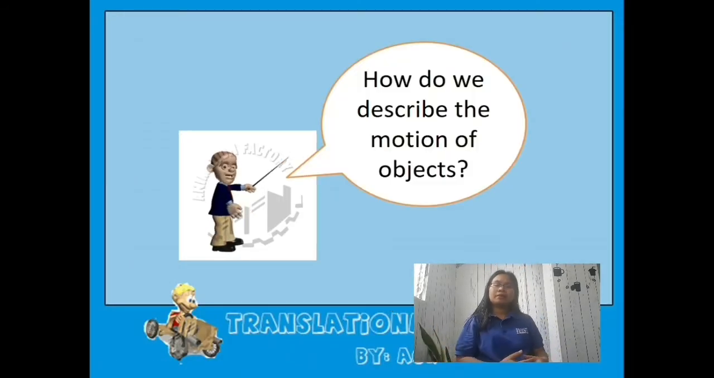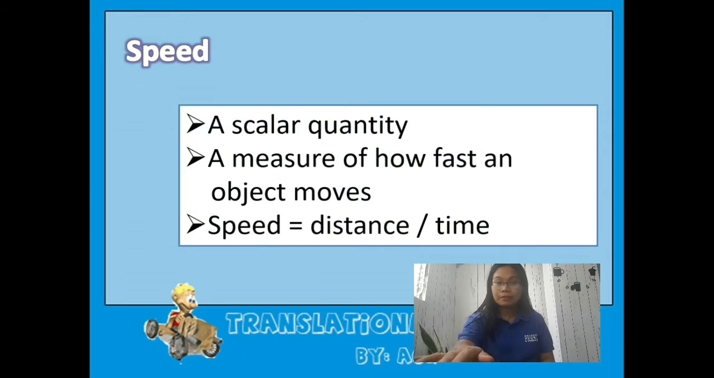Now, how do we describe the motion of objects? There are different ways to describe the motion of an object. What are those? We can use speed, we can use acceleration, we can also use velocity. Now let's talk about speed. Speed is a scalar quantity, so it only has magnitude, it has no direction. It is also considered to be a measure of how fast an object moves. And mathematically, speed is equal to distance over time.